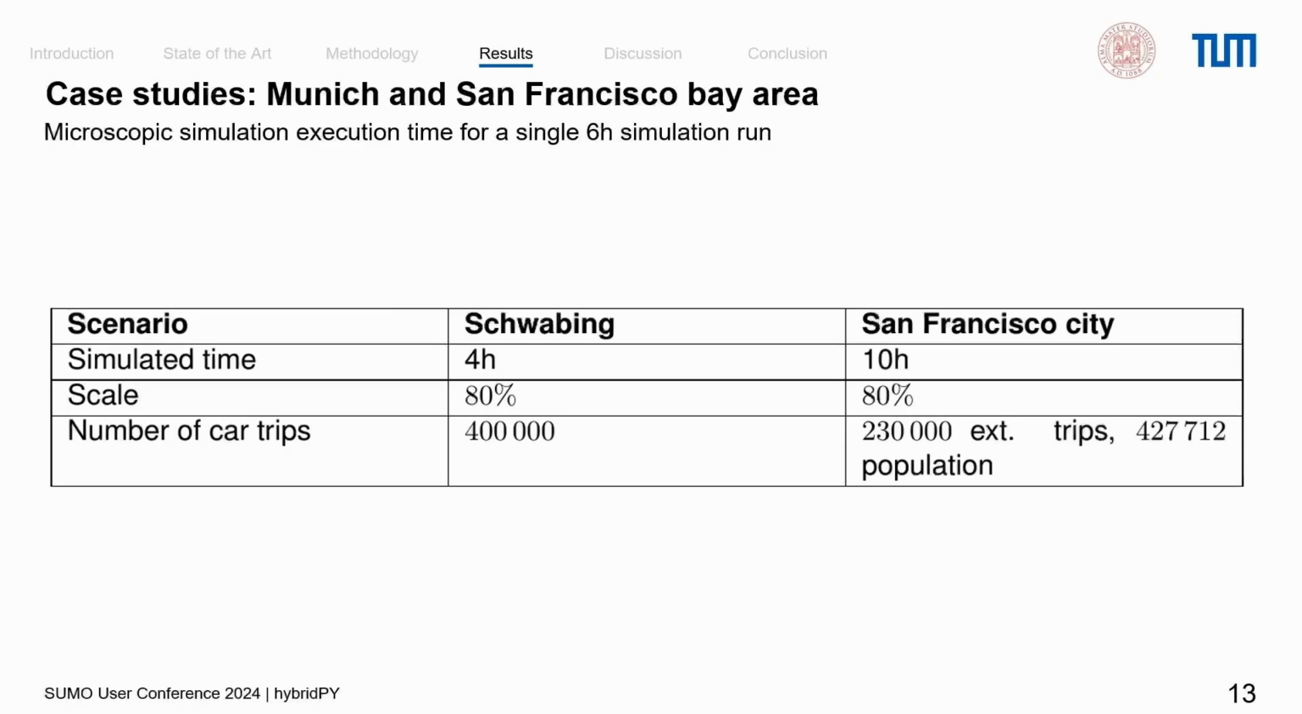Coming to the microscopic level, we are simulating only a 6-hour simulation run. In our Schwabing scenario, we have a simulation time of 4 hours. We are only able to transfer 80% of the demand. For our Munich scenario, we are using the trip-based approach only, and for the San Francisco scenario, we have a simulation time of 10 hours, and there we used an 80% synthetic population.